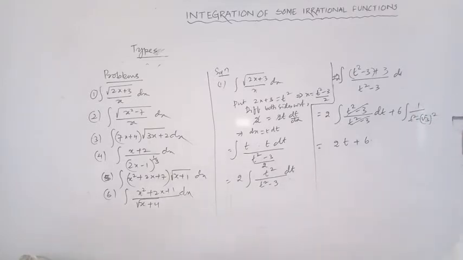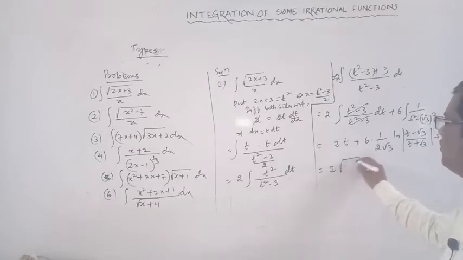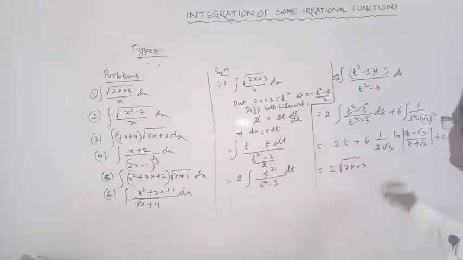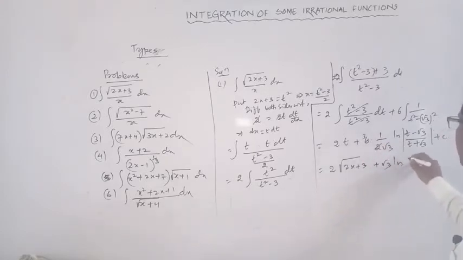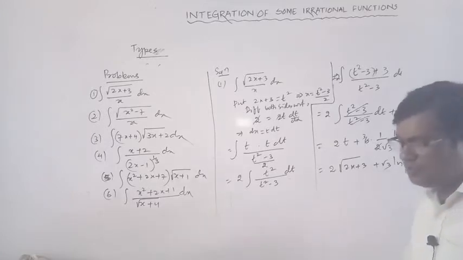By the 1 by x square minus a square formula, 1 by 2a means 1 by 2 root 3 into log of (t minus root 3) by (t plus root 3) plus c. So this is 2t, where t is equal to root over 2x plus 3. So the answer is 2 root over 2x plus 3 plus root 3 into log of (root over 2x plus 3 minus root 3) divided by (root over 2x plus 3 plus root 3) plus constant. This is the solution of question number 1.